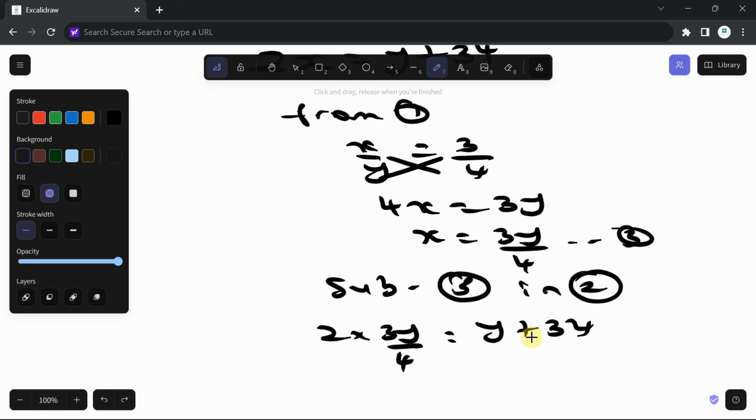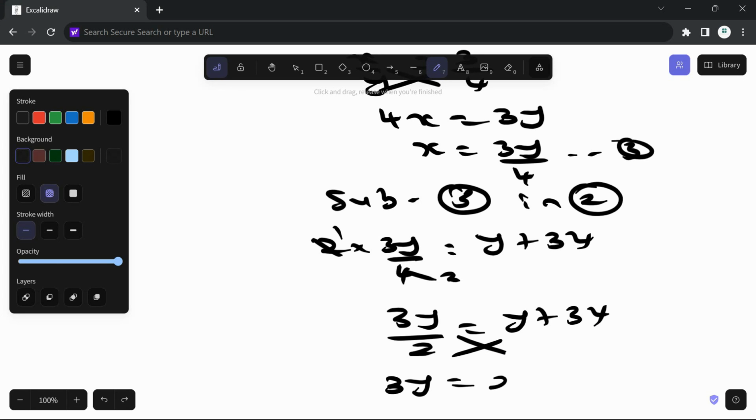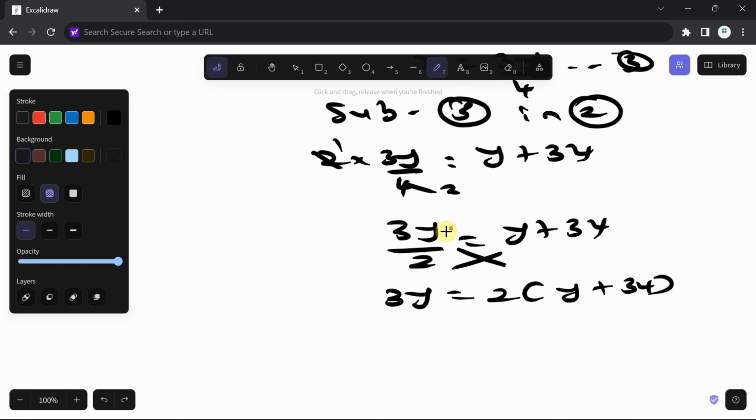So 2 here 1, 2 here 2. So 3y over 2 is equal to y plus 34. So if I cross multiply, 3y is equal to 2 open brackets y plus 34, right? So 3y is equal to 2y plus 68. 2 times y is 2y, 2 times 34 is 68.